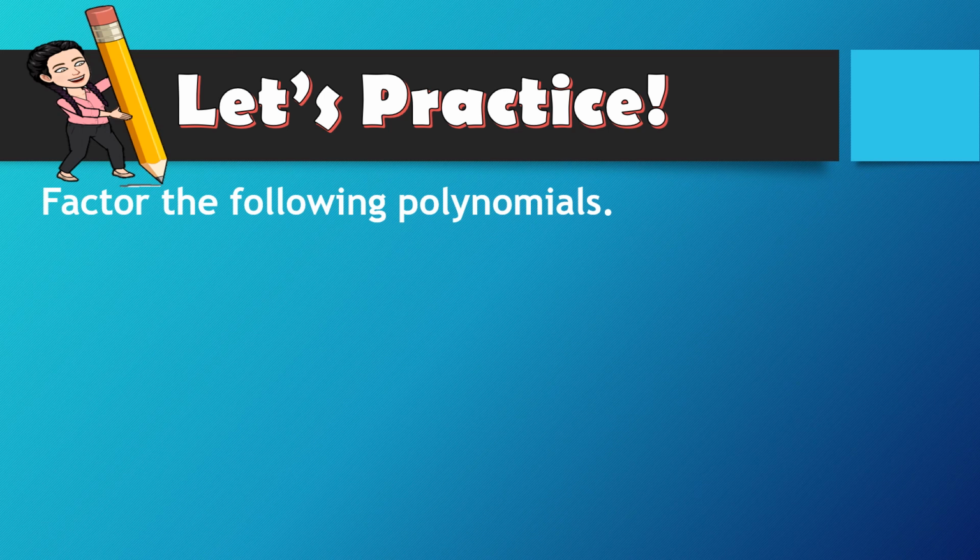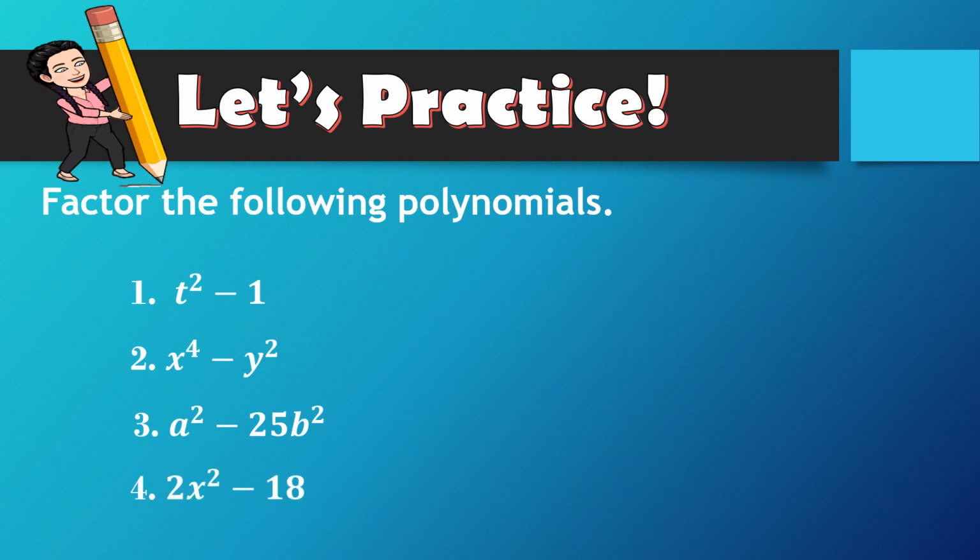Factor the following polynomials. Number 1, t squared minus 1. Number 2, x raised to 4 minus y squared. Number 3, a squared minus 25p squared. And number 4, 2x squared minus 18. Maaari ninyong i-pause ang video na ito upang makapagsagot kayo ng maayos at magkaroon kayo ng enough time. Narito na ang mga kasagutan.